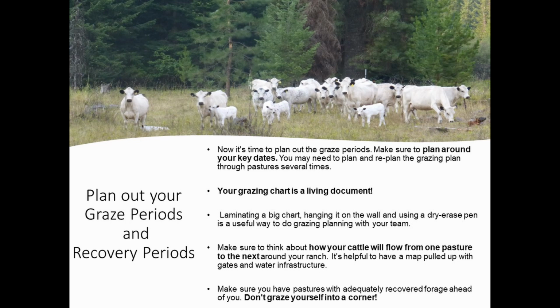Make sure to think about how your cattle will flow from one pasture to the next around your ranch. It's helpful to have a map pulled up with gates and water infrastructure. Make sure you have pastures with adequately recovered forage ahead of you. Do not graze yourself into a corner.